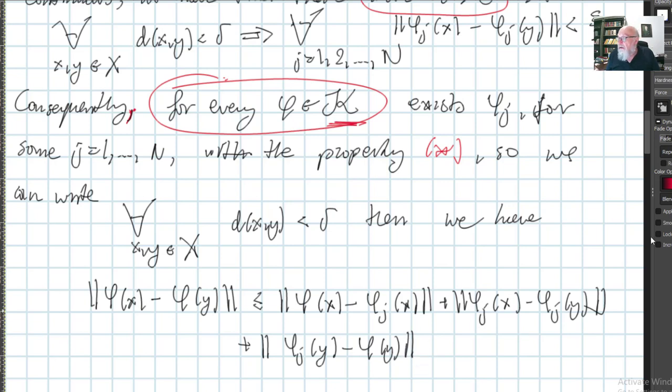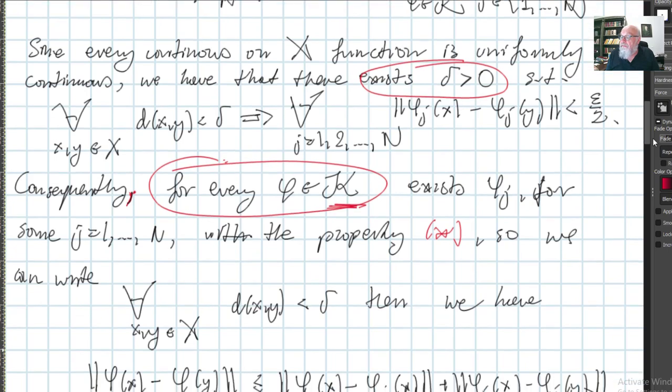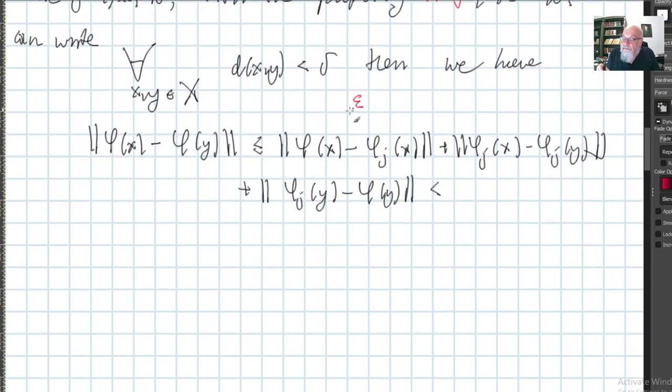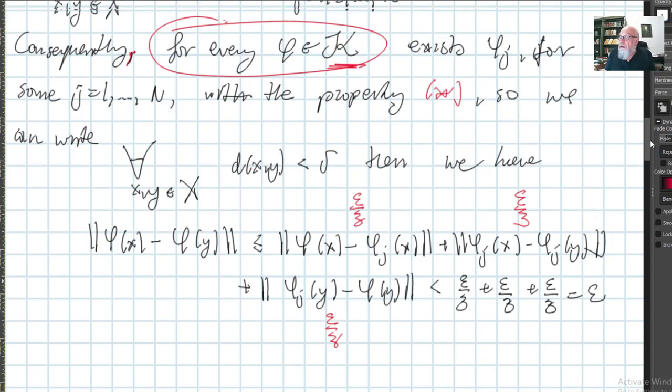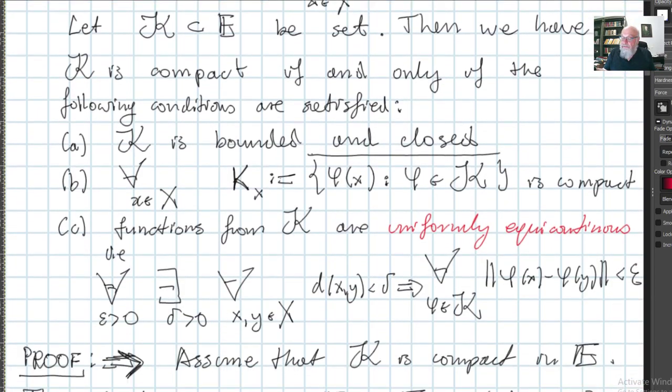and now we can write it down: the condition star implies that this one is smaller than epsilon over 3, as usual we have to adjust a little. So this will be epsilon over 3 plus epsilon over 3 plus epsilon over 3 equals epsilon, and we prove the condition of uniform equicontinuity. So we show there exists a delta, and that this implication is satisfied.